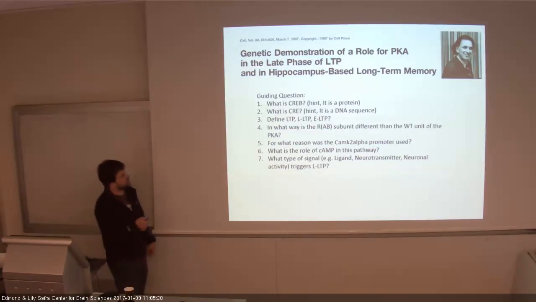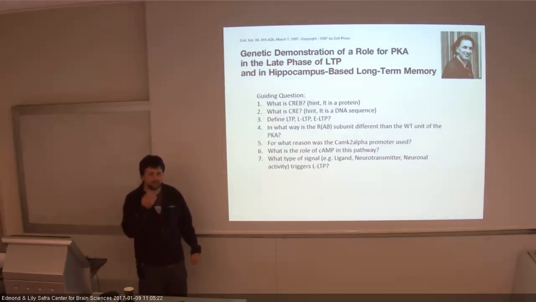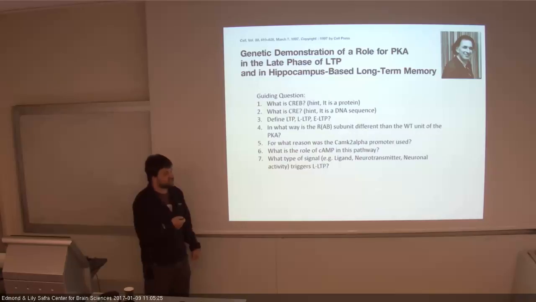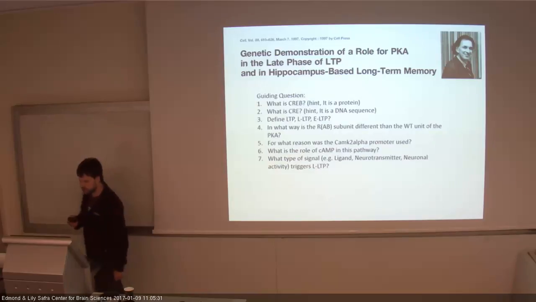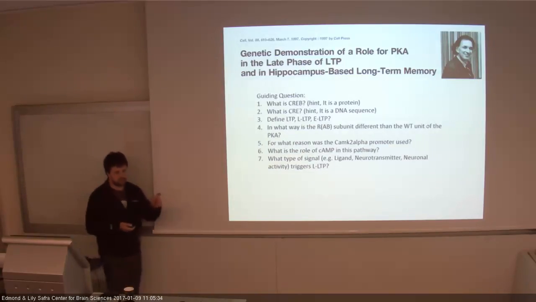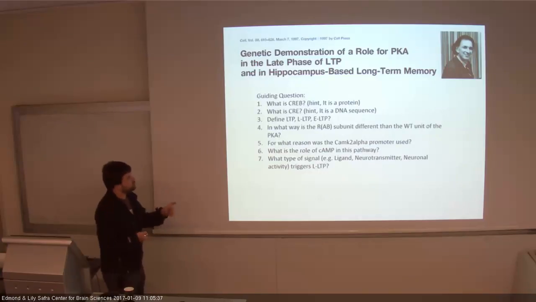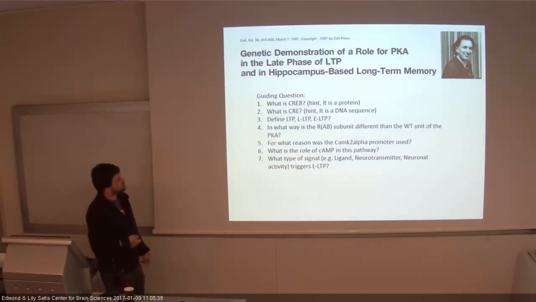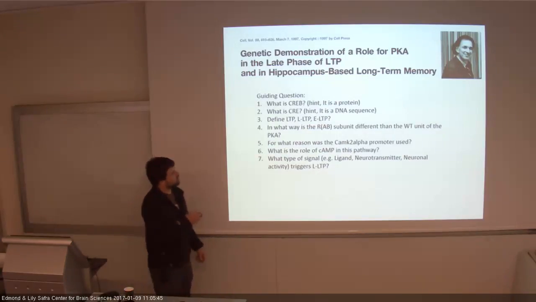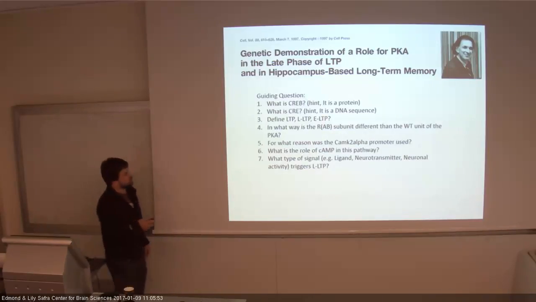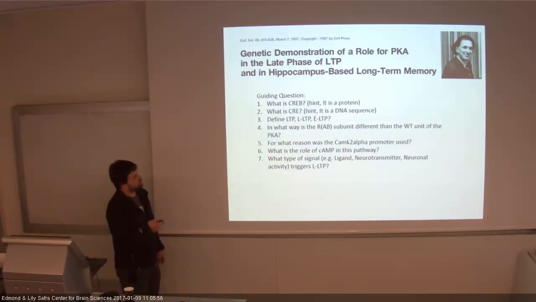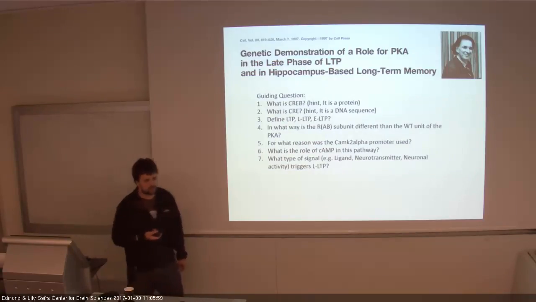And what is LLTP and ELTP here in the article? It's early and late. So it's early long-term potentiation and late long-term potentiation, which is a distinction that Kandel made specifically in this article, which is important for the phenomena that we're going to see in a second. And the genetic manipulation that he did in the article is on the RAB subunit of the PKA, or the protein kinase A protein. So in what way is the mutated subunit different from that of the wild type, or what is the effect?